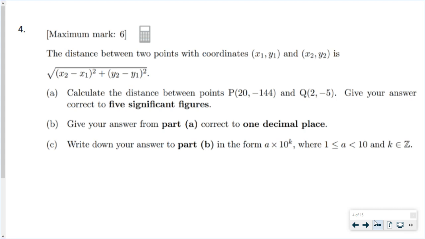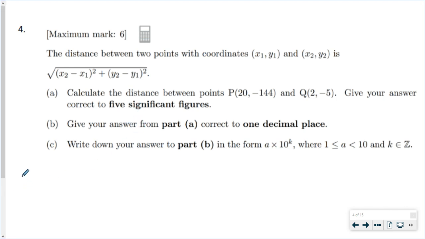All right, number 4, the distance between 2 points with coordinates x1, y1, and x2, y2 is the following. Just for reference, that's also on your formula sheet, not under topic 1, but under prior knowledge, stuff that they expect you coming in to know. All right, but it is in there, even though they give it to you here anyway. So calculate the distance between the points P(20, -144) and Q(2, -5). Give your answer correct to 5 significant figures.